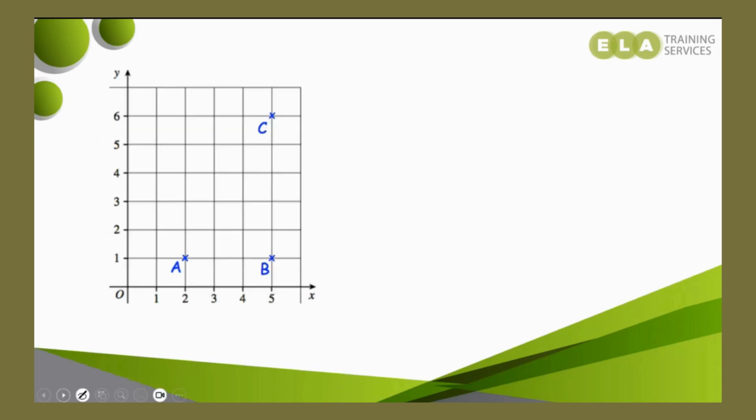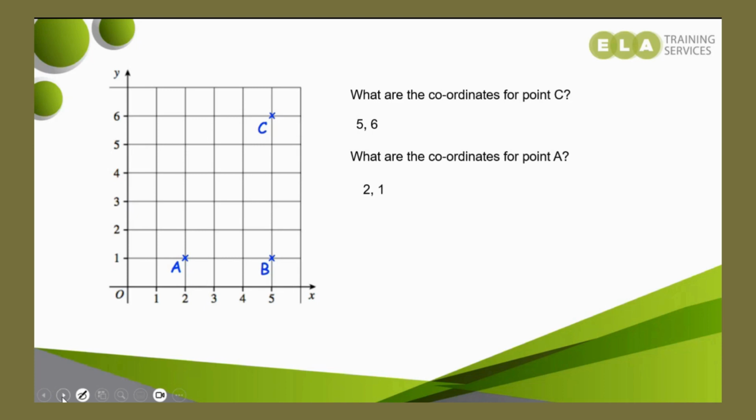So looking at the grid on the left-hand side, what would be the coordinates of C? So we go across and then we go up. So our coordinates would be 5, 6. What would be the coordinates of point A? So we go across and then up. So our coordinates would be 2, 1.